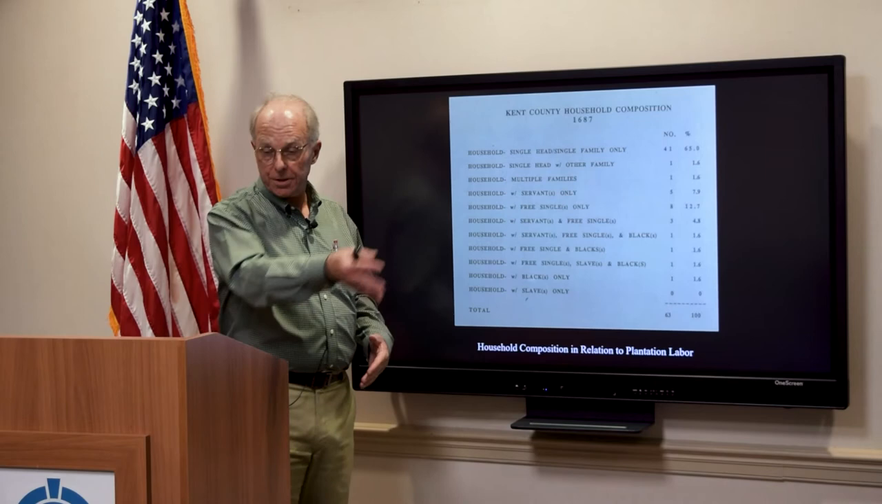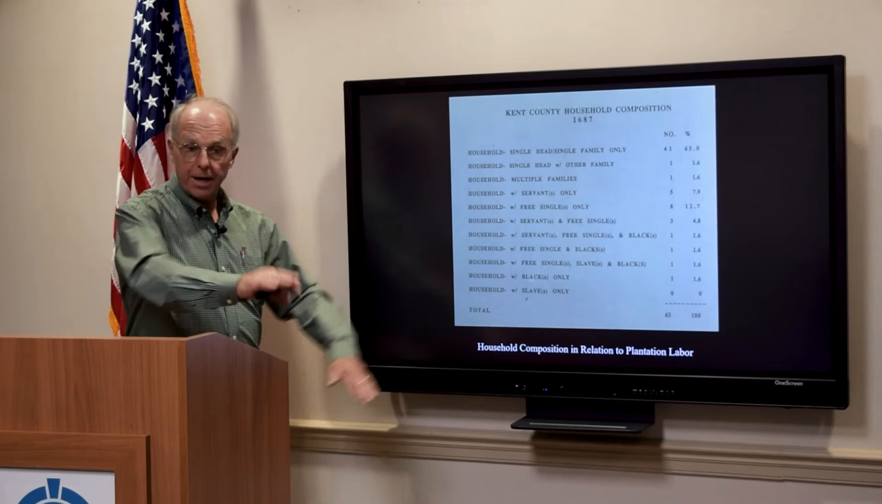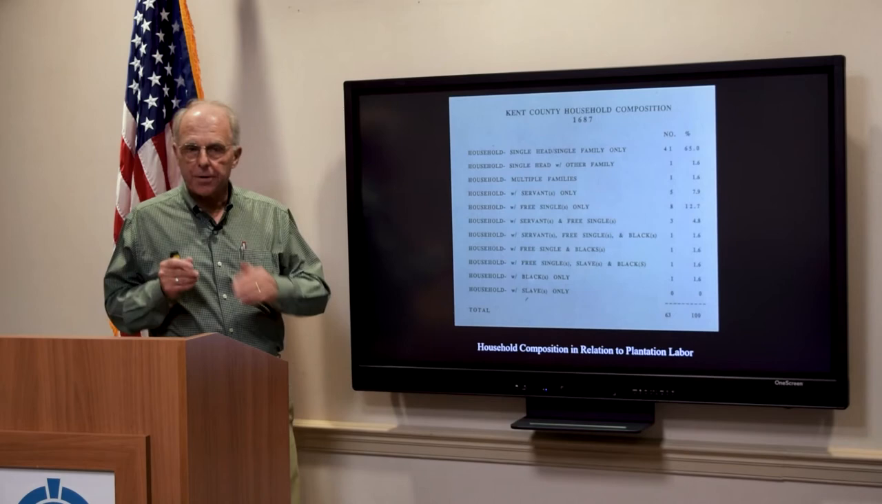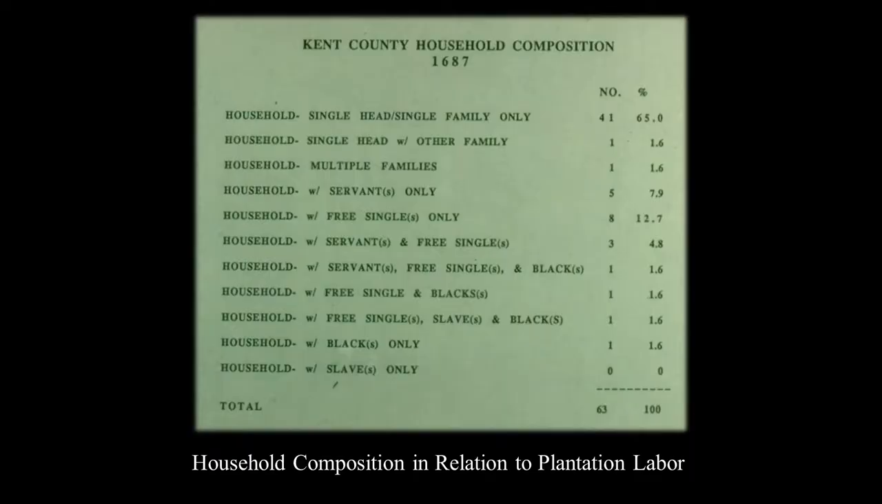Servants with a free single there, servants, free singles, and perhaps African individuals, free single and Africans, singles, a slave and Africans, Africans only, or a slave only. Those are the categories that, as we broke that record down into pieces, we began to see. And what I want to bring your attention to is the top one. 65% had no labor at all. They had no one else in these households.